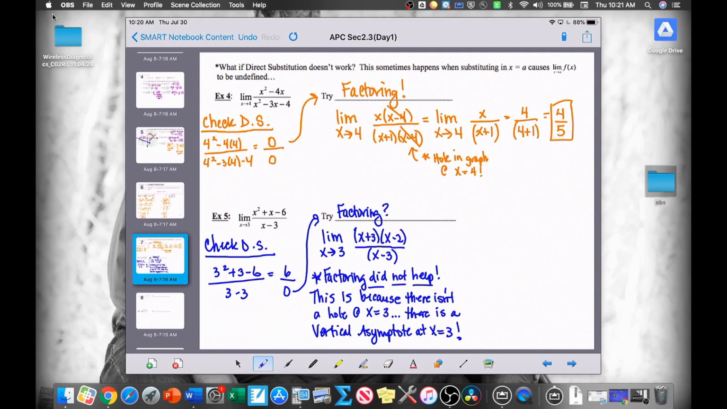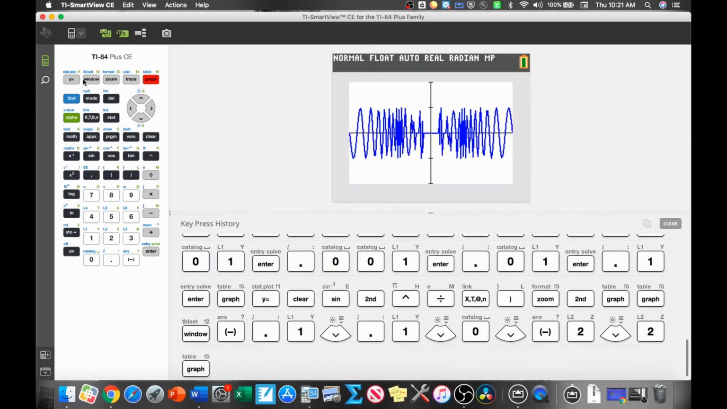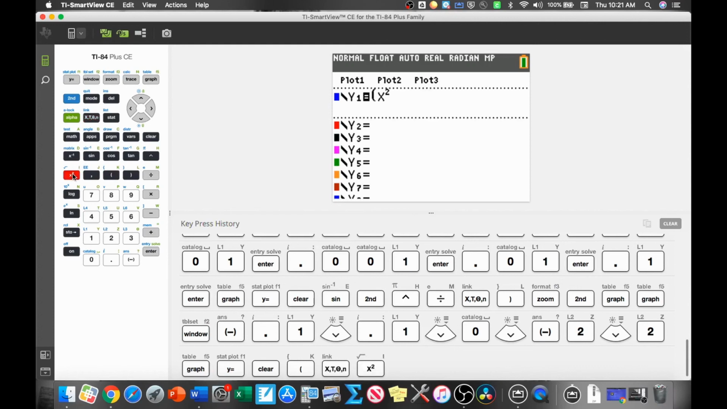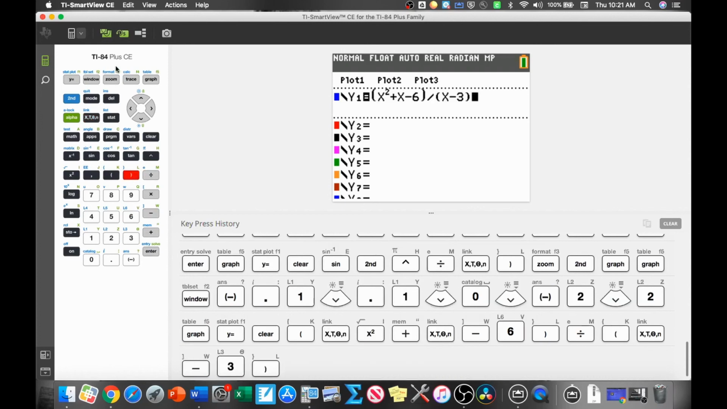Since factoring didn't help, let's maybe try graphing. Okay, and I'm going to grab my graphing calculator. I suggest you do the same. I am going to go to my y equals, clear out what was in there, and I'm going to type in my function. Remember, you need to use parentheses around your numerator and parentheses around your denominator. In the numerator, we have x squared plus x minus 6, close your parenthesis, and that is divided by x minus 3. All right, and I'm just going to do a zoom 6.